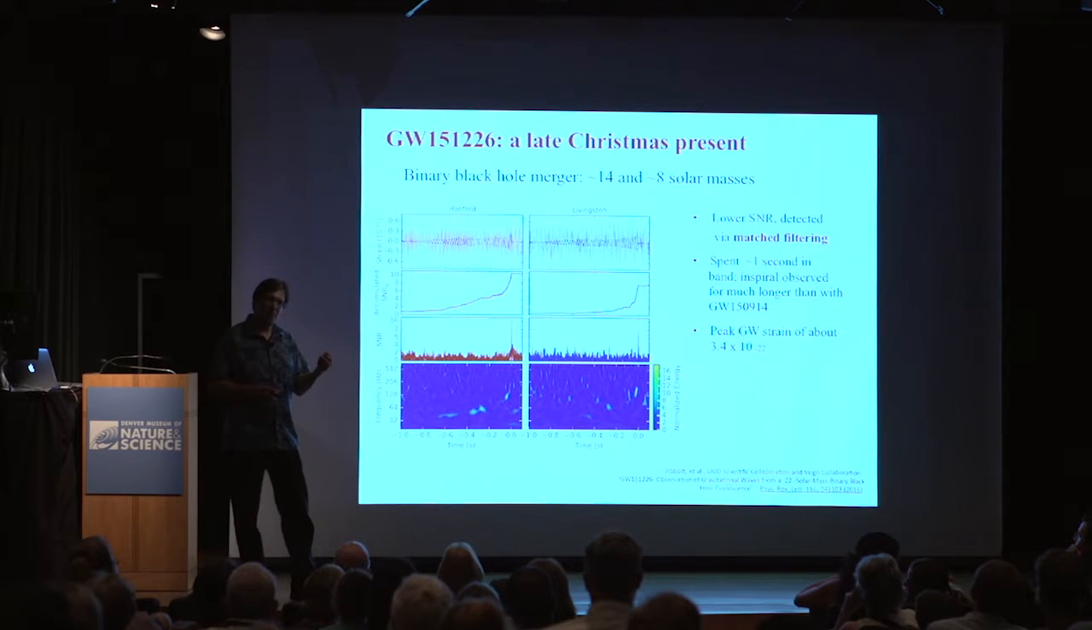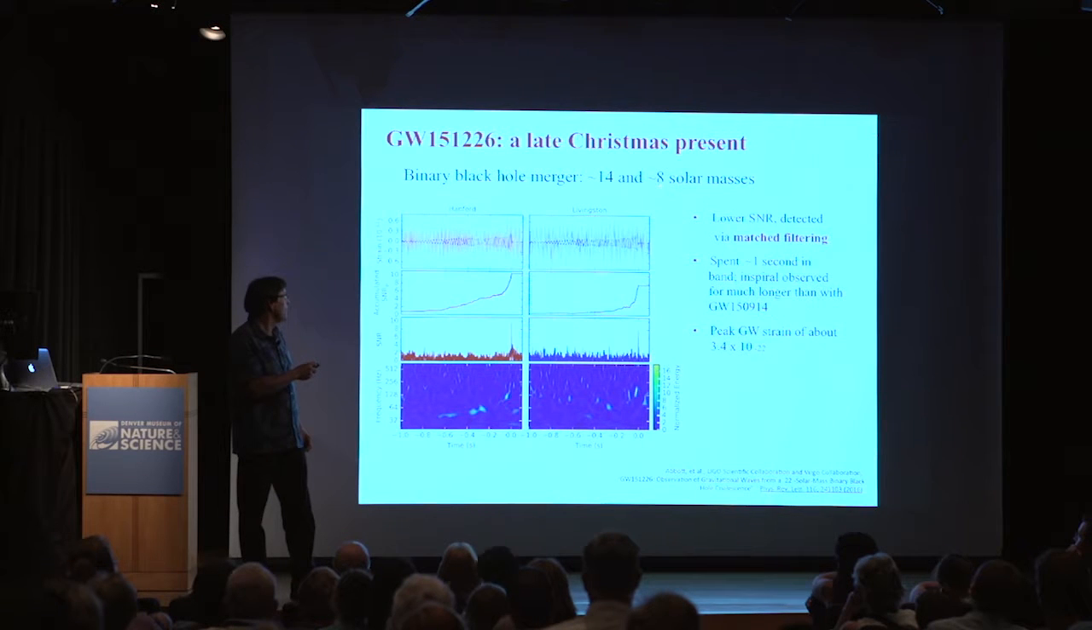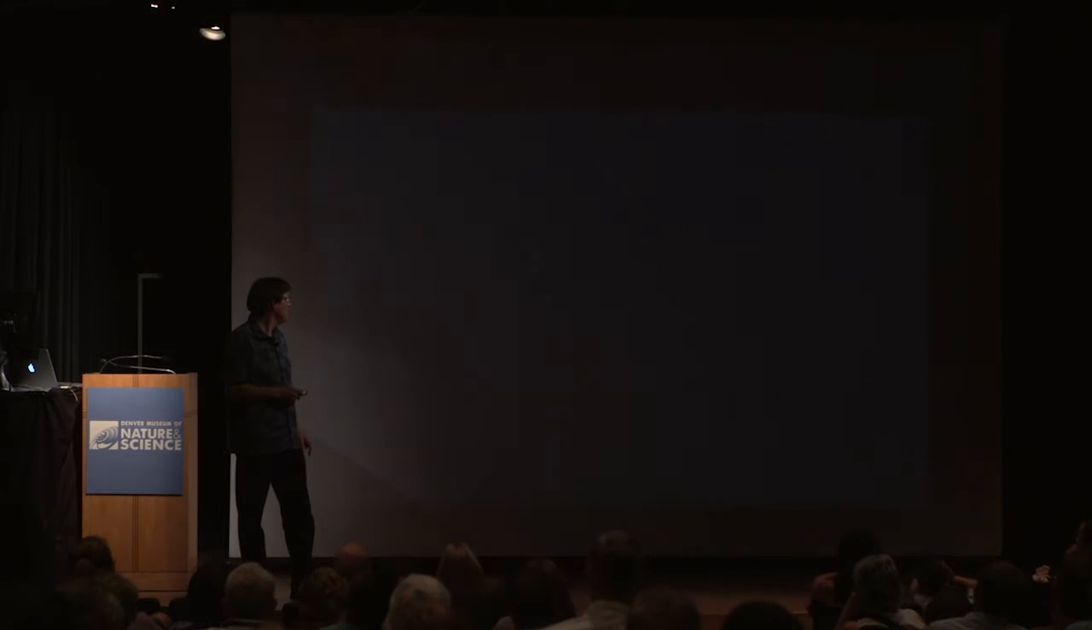But this was a much smaller system. It was one where a 14 solar mass black hole merged with an 8 solar mass black hole. And the one thing about it is the frequency was a lot higher on that. So anyway, the matched filtering did that.